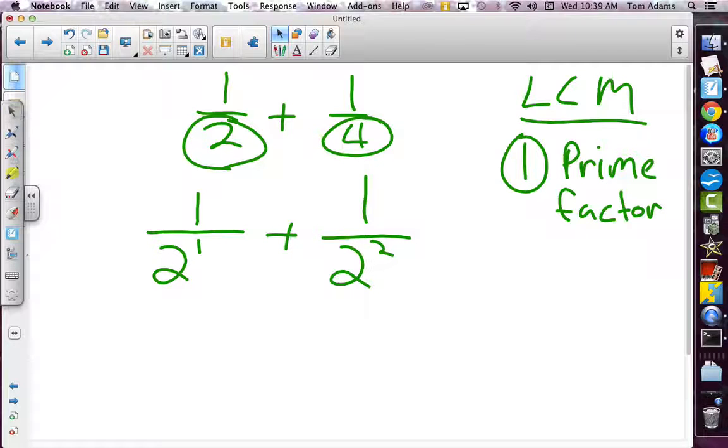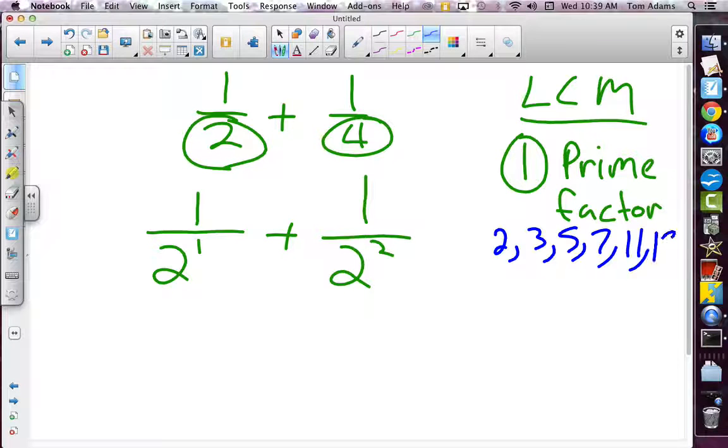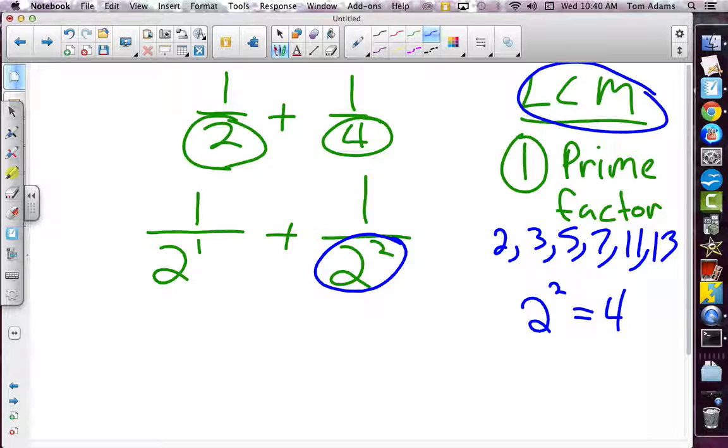Remember that prime numbers are 2, 3, 5, 7, 11, 13, and so on, all the numbers that are only divisible by 1 and themselves. So we can take any number and factor it till it can't be factored anymore. Then to find the lowest common multiple, you write the highest power for each prime number. The only base we have is 2, and the highest power is squared. So 2 squared is 4, which is the lowest common multiple.